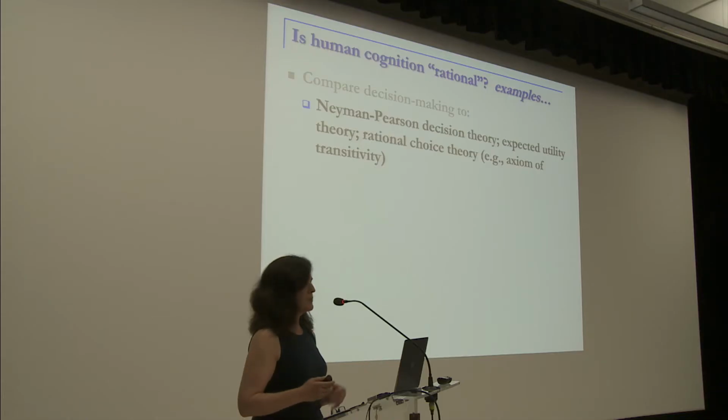So the research strategy was to compare, these are examples, deductive and inductive reasoning to first-order logic, Bayes' theorem, various principles of probability and statistics. Questions like, do we learn about the world by generating hypotheses and testing them? And do we apply Karl Popper's standards of looking for violations, not confirmation? You can compare decision-making to Neyman-Pearson decision theory, signal detection theory, expected utility theory, rational choice theory.